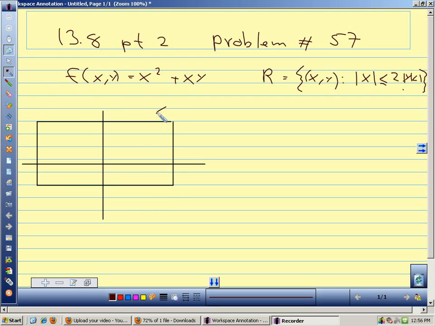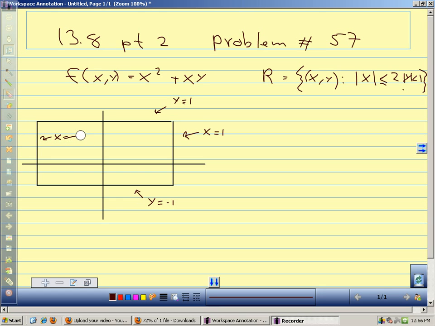And up here we have y equals 1. Down here we have y equals minus 1, x equals 1 there, and x equals minus 1 over here. And our vertices, this is negative 2, 1. 2, 1, 2, negative 1, and negative 2, negative 1. So there's our region. Let's look at the interior first.